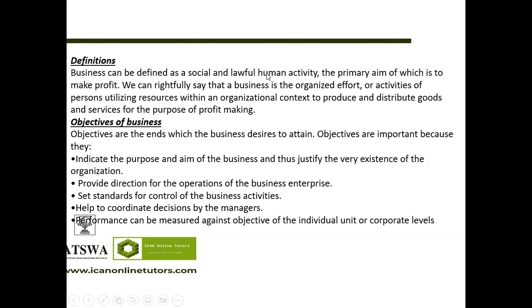Every one of you that is listening to me now has a business idea that you can do. So even if you are not thinking of a business now, you have to think about it from the legal part as well. However you define a business, you have to include something called lawful. And the aim of it is to make profit.